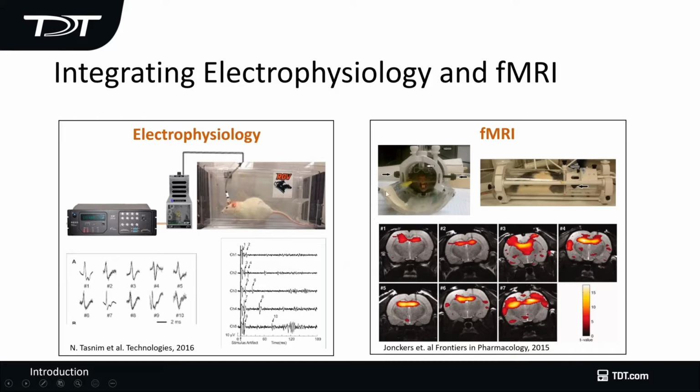On the right, we have fMRI. So the animal is head fixed and restrained in a tube. And we are going to be looking at longer term activity over a couple of seconds to minutes. And we are going to be looking at the whole brain as opposed to a very small section of the brain.